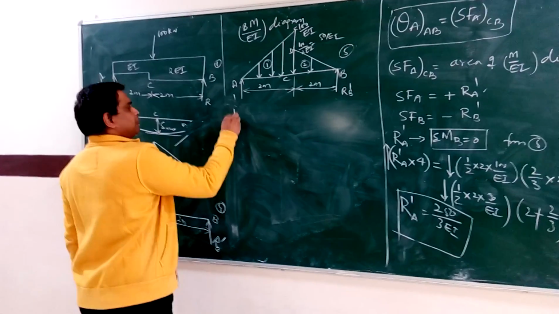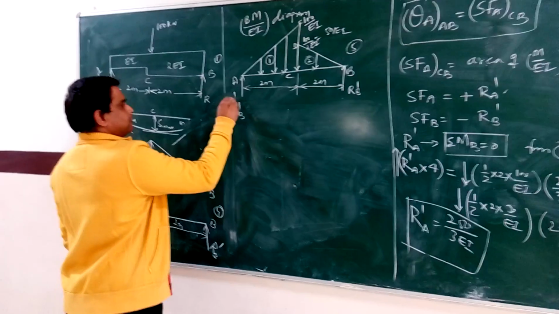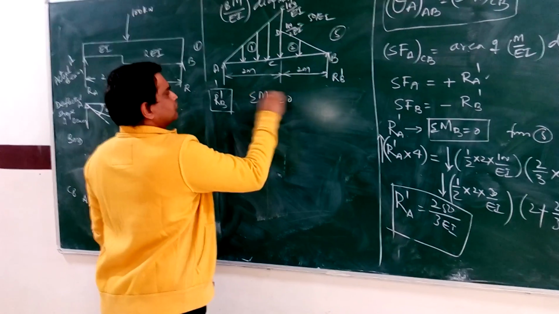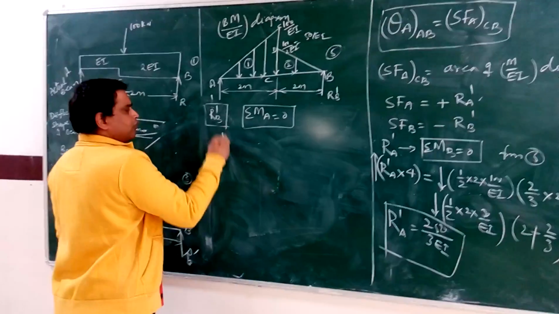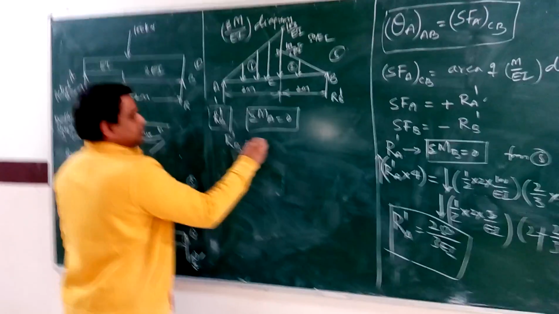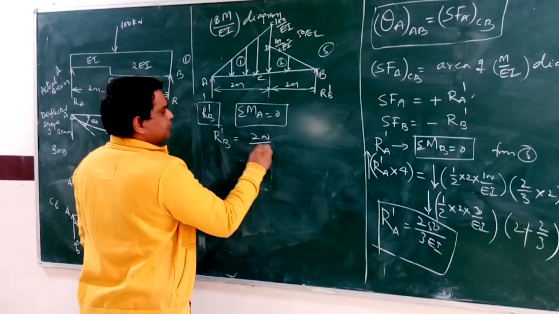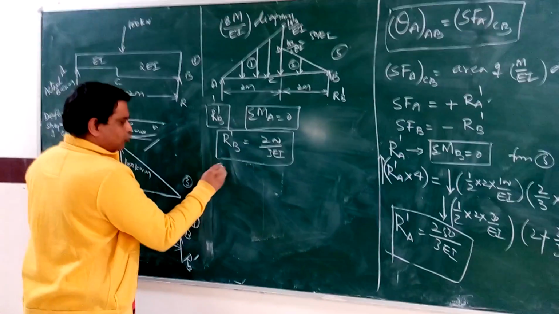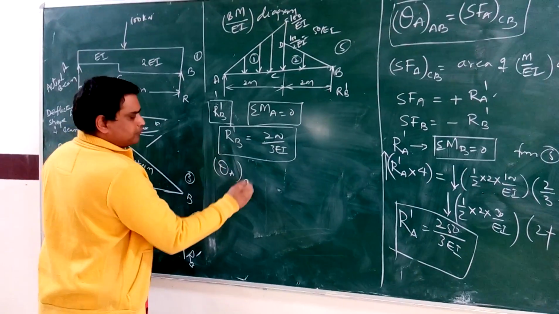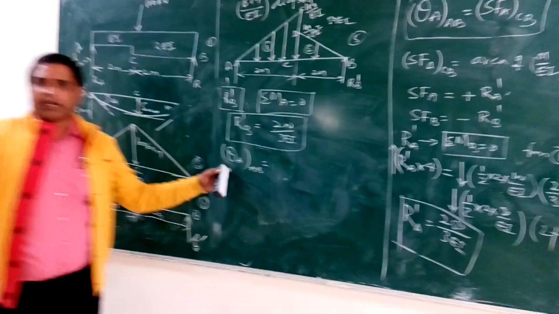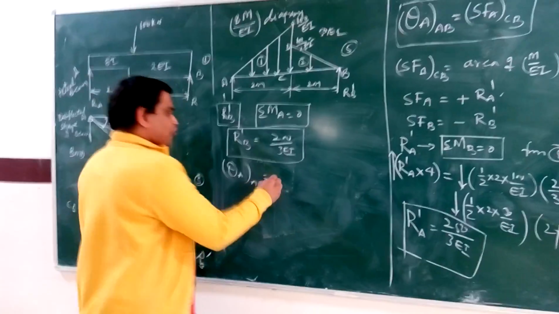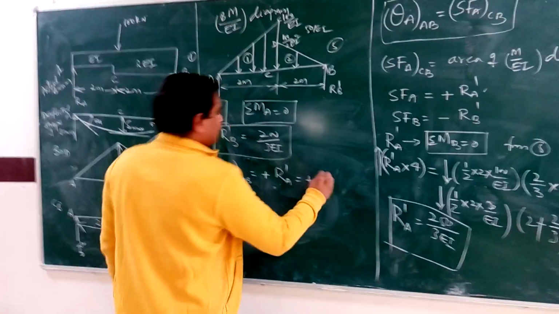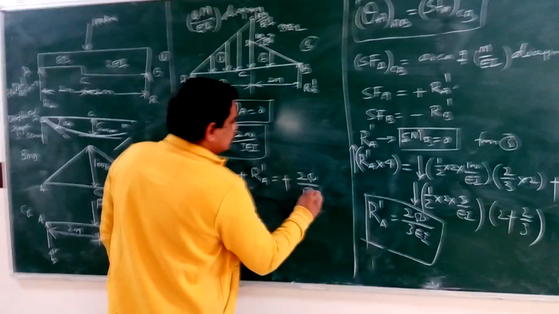Now find the value of RB dash. Take moment at A equal to 0. We get the value of RB dash. It is 200 by 3 EI. And now find the slope at A of the actual beam. The slope at A of the actual beam is the shear force at A of the conjugate beam. It's RA dash, plus 250 by EI radians.